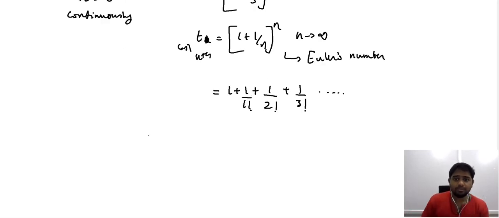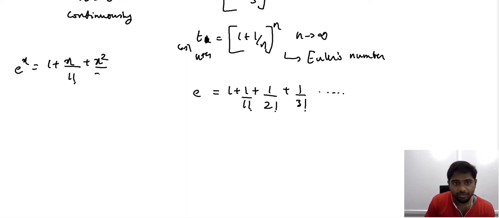Now when you have this Euler's number, this is e, and when you want to know what e power x is, all you need to do is substitute x in place of the numerator 1, and this will be of this form: 1 plus x by 1 factorial, x squared by 2 factorial, x cubed by 3 factorial, and so on and so forth ad infinitum.